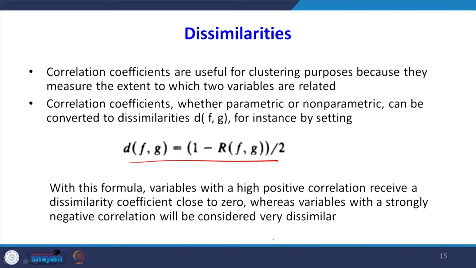Why is this kind of conversion required? The range of dissimilarity is between 0 and 1, but the value of the correlation coefficient is between -1 and +1. So, to convert into the 0 to 1 scale, we can use this transformation.